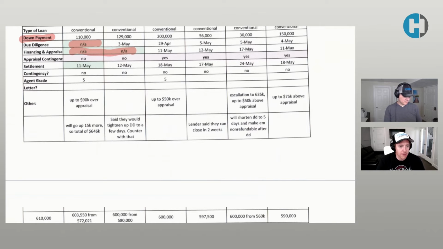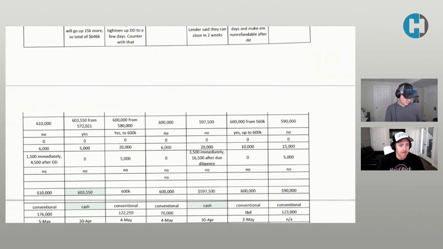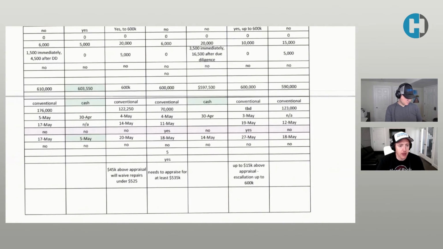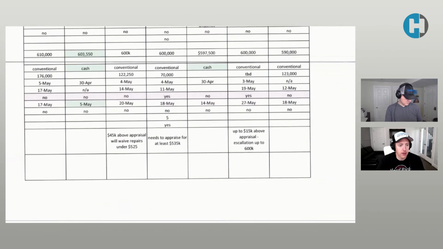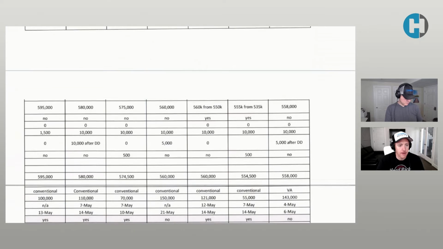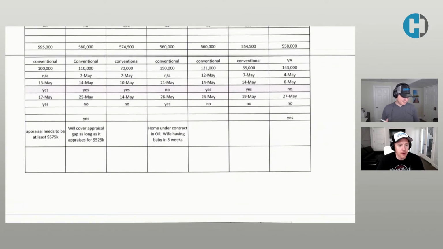Let's scroll to the very last page. Okay. How far down are we going? Keep going. It would be page 4. There's 4 pages of offers. Okay, that's the last page.